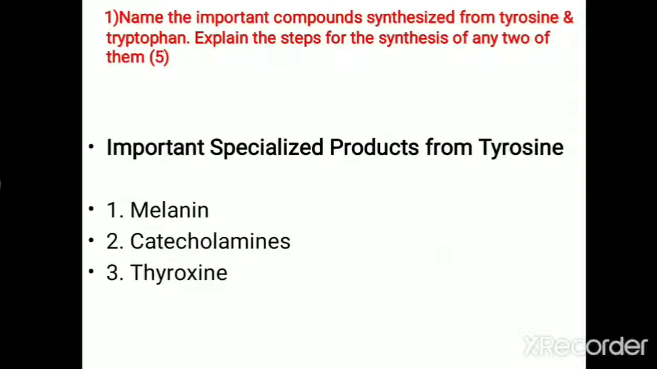So for the question, the compounds derived from phenylalanine, just write these three compounds: melanin, catecholamine, and thyroid hormone. And it's a 5-mark question. Now you should write in detail regarding the formation of melanin and catecholamine.